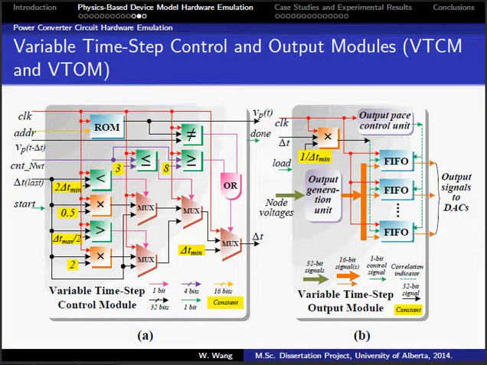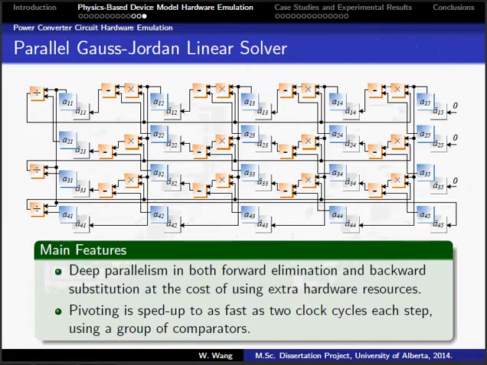This slide shows the detailed structure of the parallel Gauss-Jordan linear solver. This linear solver is featured by parallelism in both forward elimination and backward substitution at the cost of using extra hardware resources. The pivot rating is set to be as fast as 2 clock cycles each step.